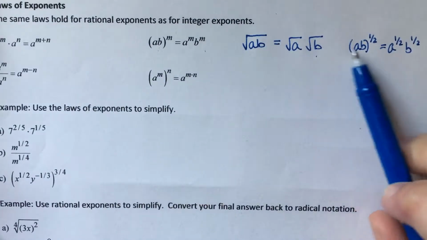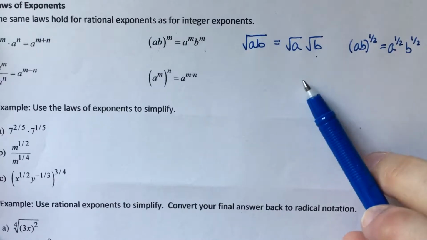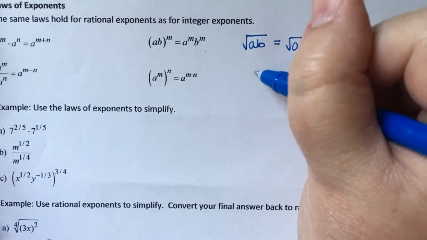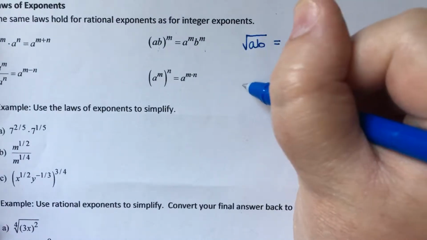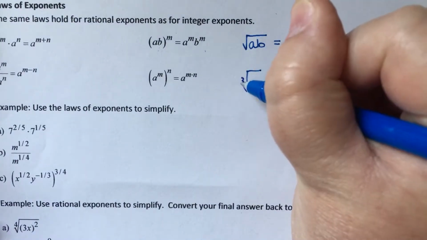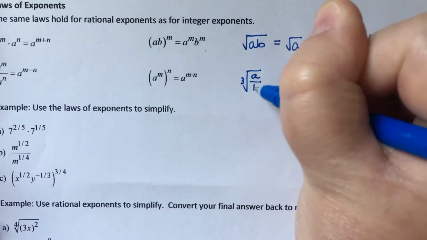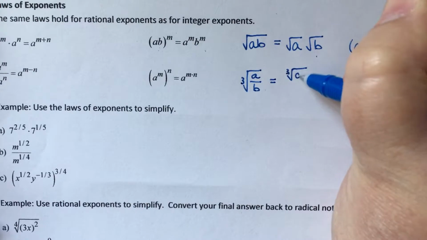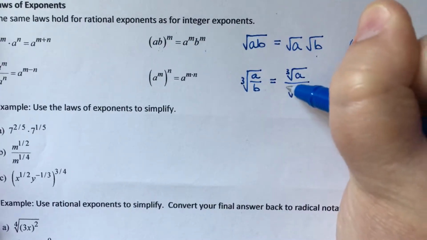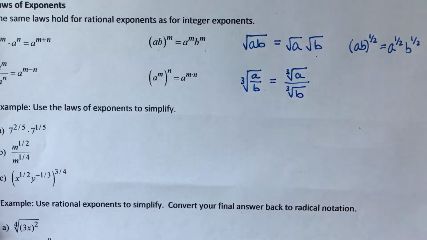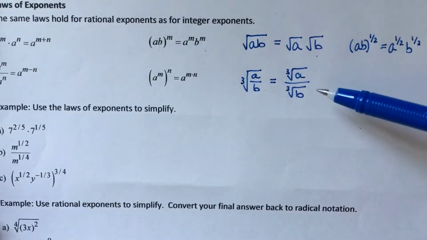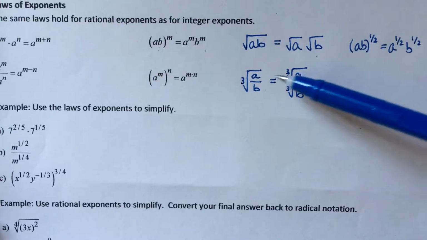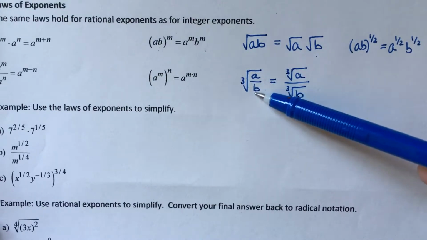And we could, of course, do this with cube roots with the 1/3 power. Let's do an example where we're dividing. So if I had, and I'll do a cube root this time, the cube root of a divided by b, this would be the same as the cube root of a divided by the cube root of b. And it just depends what we're trying to do, whether we want to write it on the left side or the right side.